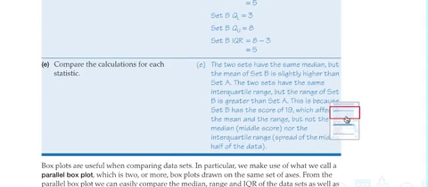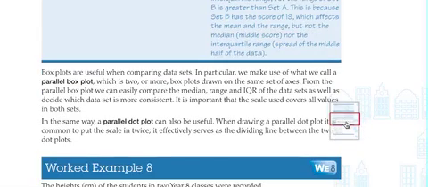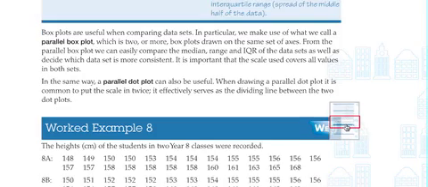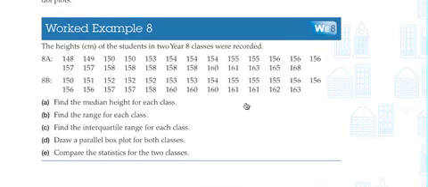Now that we've also learned how to make box plots, we can look now at doing parallel box plots. Parallel box plots is where we draw a box plot for each set of data, but on the same axes, so we can see exactly how they change and differ from each other.